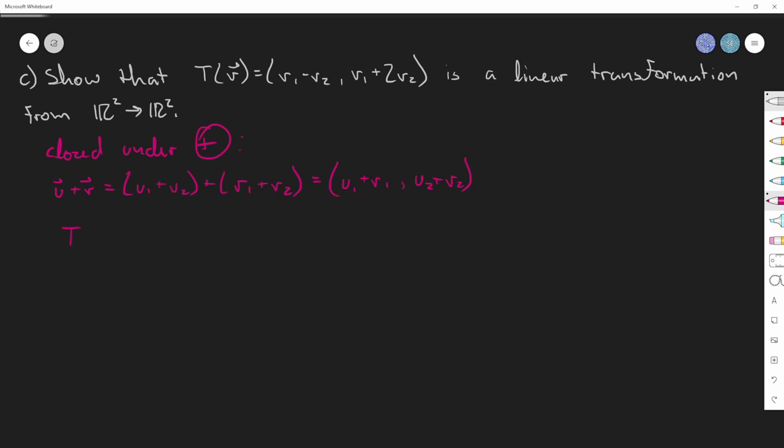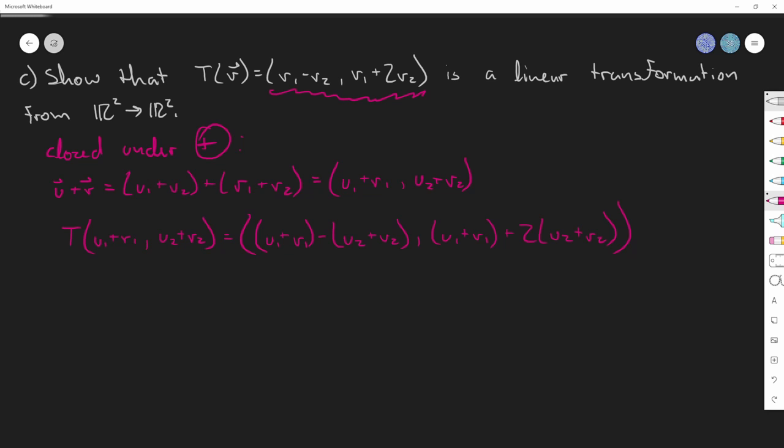Cool. So now let's just plug this into our linear transformation: (u1 plus v1, u2 plus v2). And so this is going to be put in this function, so in parentheses u1 plus v1 minus (u2 plus v2), and then here we have u1 plus v1 plus 2 times, not u1, it's u2 plus v2.